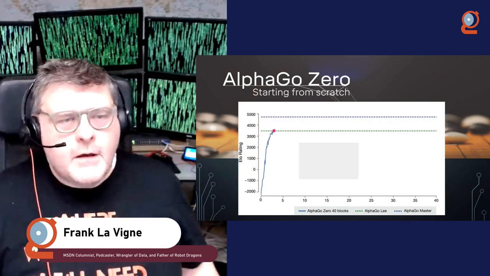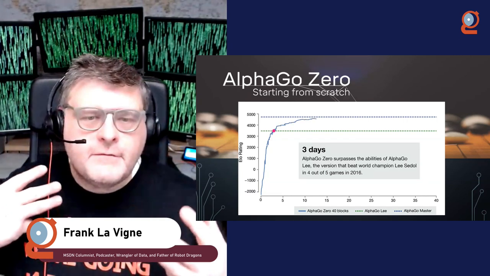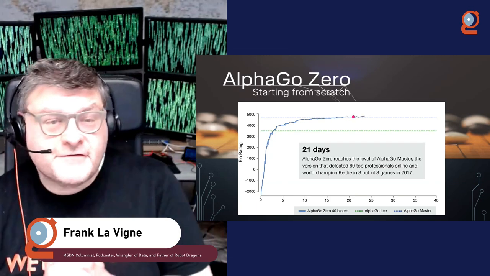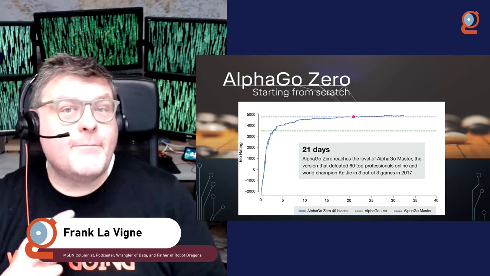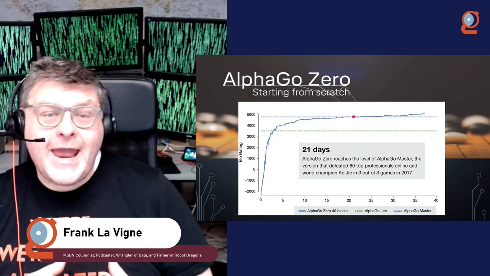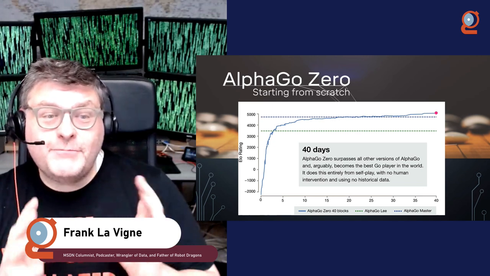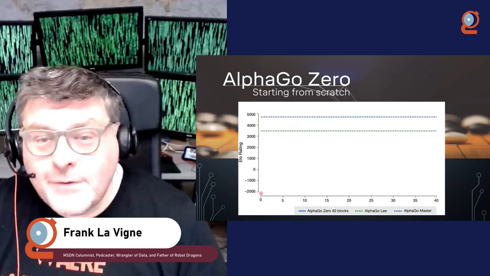So AlphaGo took 3 days to beat the best human player. This is AlphaGo Zero, so it had no human intervention in terms of the data that it was trained on. It was basically learning by example, learning by playing the game. And this is the power of reinforcement learning. It could play in 40 days millions of lifetimes worth of Go, right? So the fact that we can do this on a computer is a good example, I think, of what the future looks like for this field.